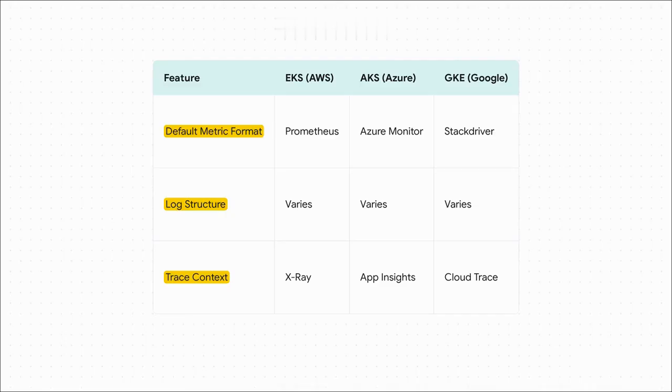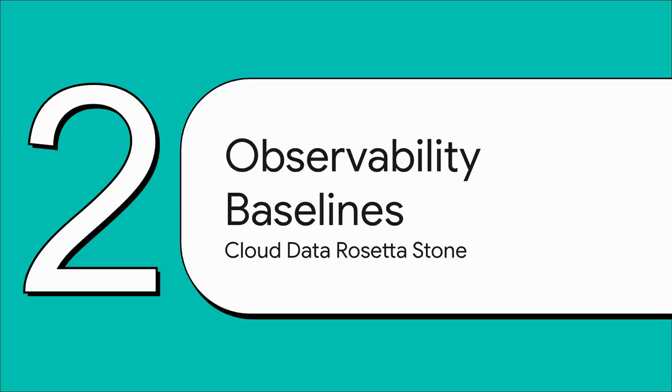And just take a look at this. This slide lays out the chaos perfectly. In that first row, for metrics, you can see EKS defaults to Prometheus, which is great, it's a popular standard. But then AKS uses Azure Monitor, and GKE uses Stackdriver. And for tracing, you've got AWS X-Ray, Azure's App Insights, and Google's CloudTrace. I mean, they're all powerful on their own, but when you try to put them all together, it's just a messy, fragmented picture. So how do we fix this?